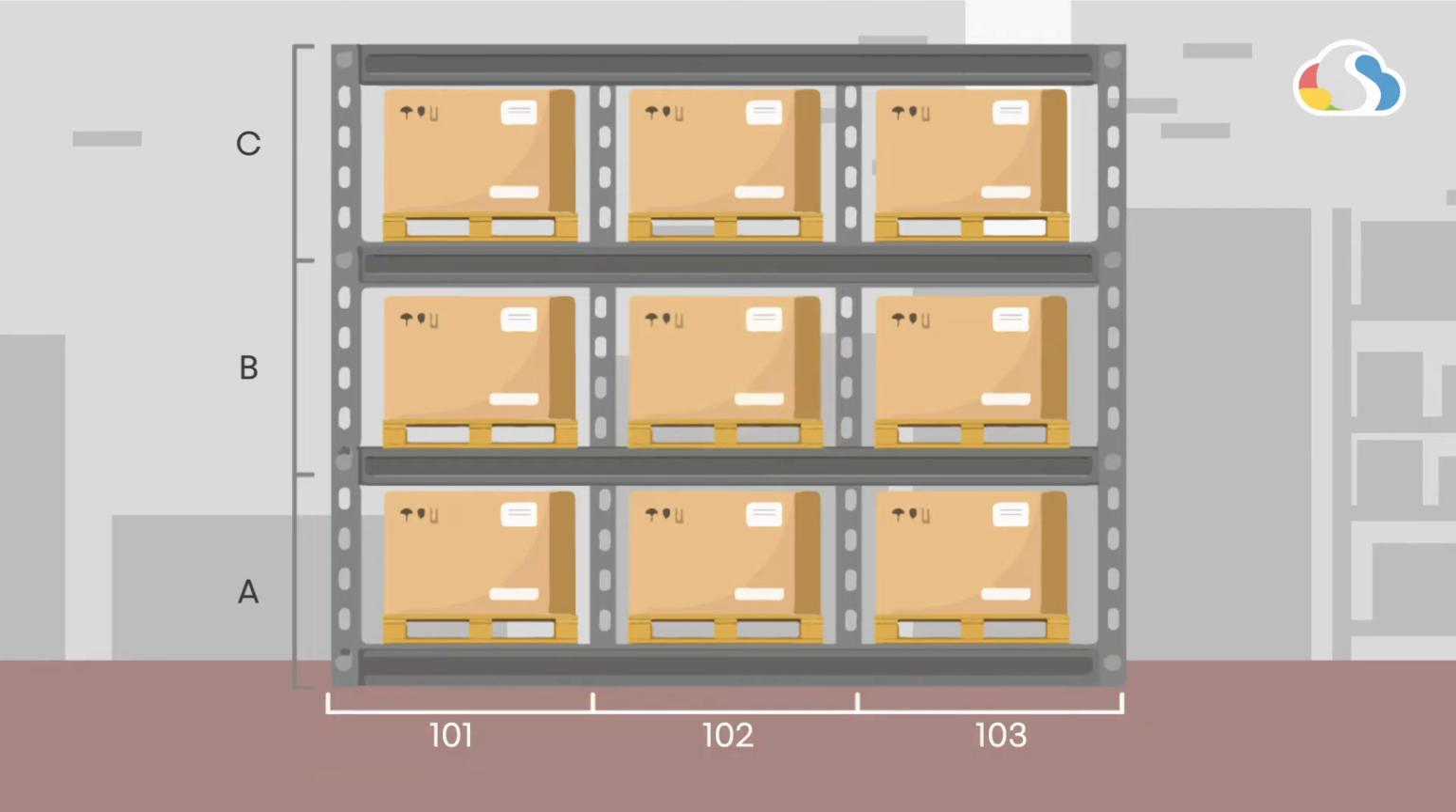Now, let's make it more interesting. Within each of these locations, you can also have sublocations. Example, in this location, you can have sublocations 1, 2, 3, 4, 5 and up to 25. That means you have 25 smaller locations. Now, within these sublocations, this is where you put your bins.